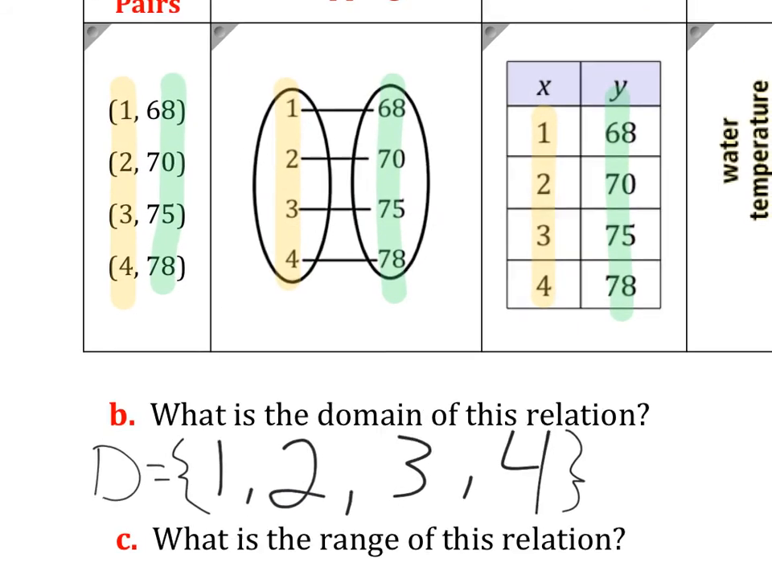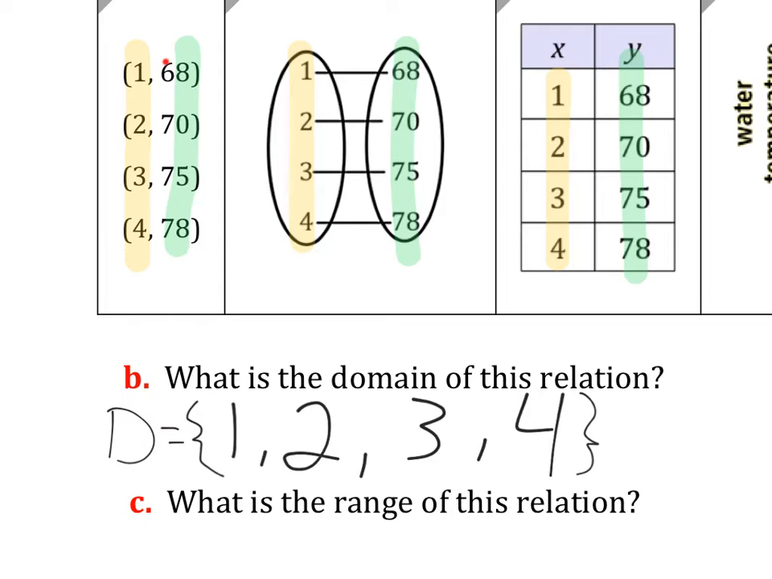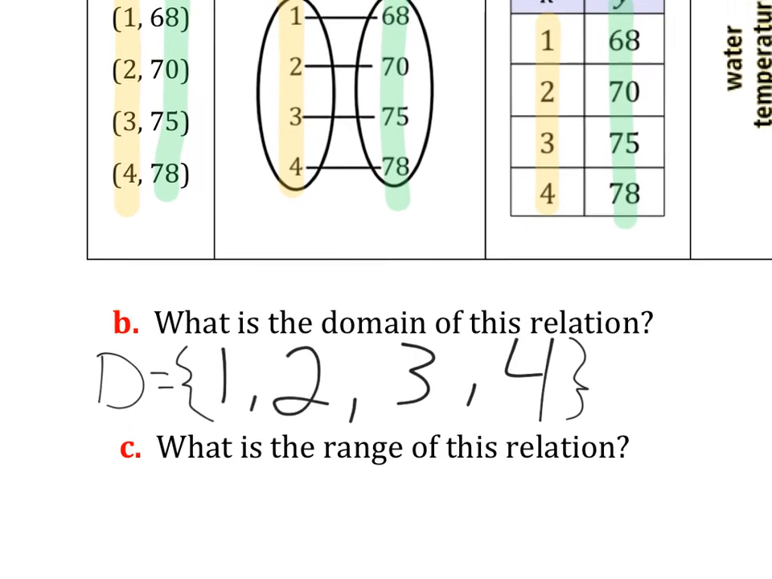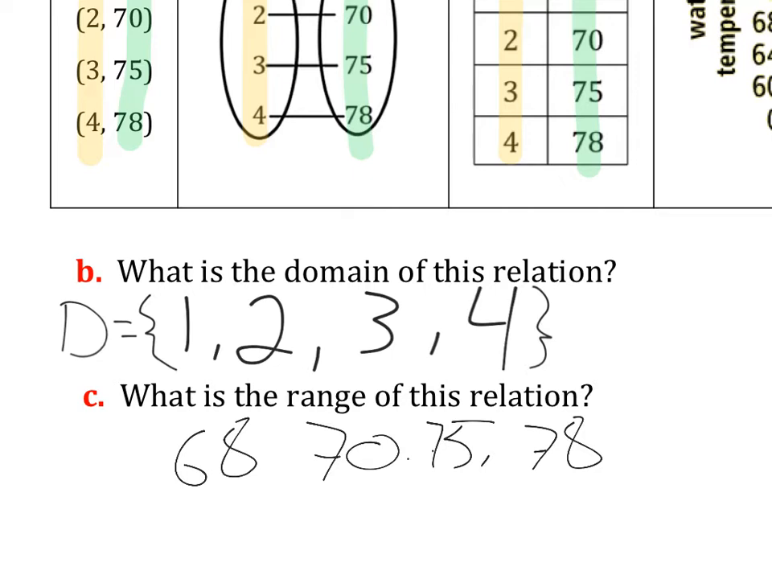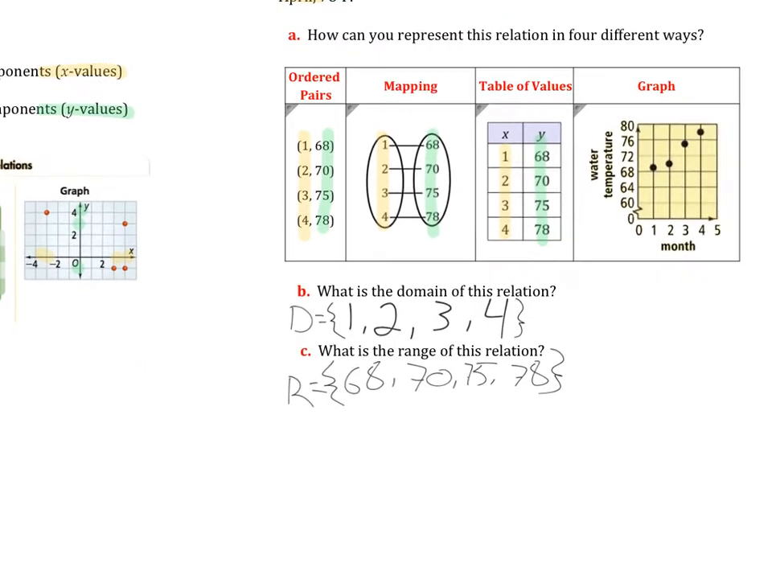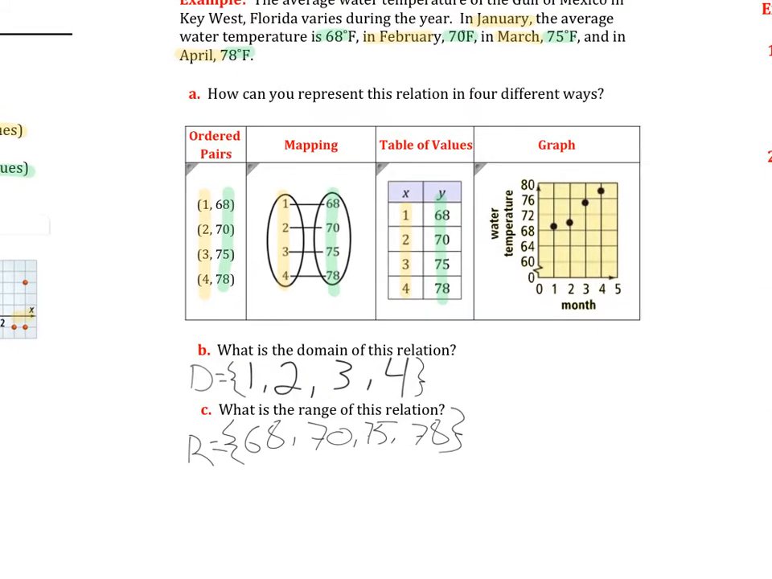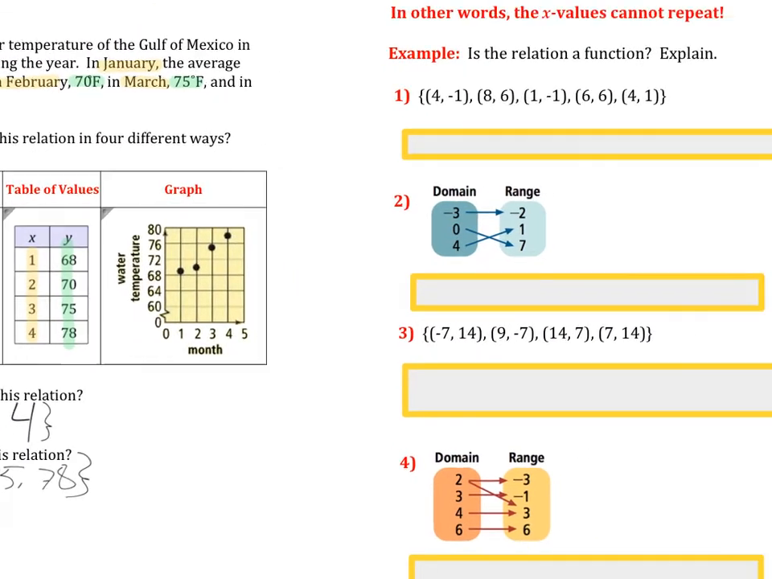Now for the range, we have our y values, 68, 70, 75, 78. Separated by commas and using braces to denote, and I'll say R equals for range, {68, 70, 75, 78}. All right, so now we have domain and range taken care of for relations.